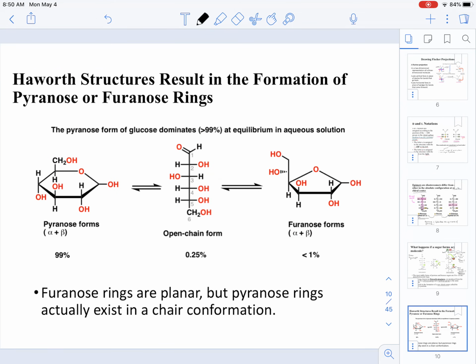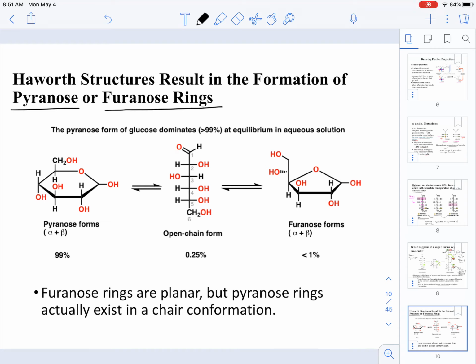In addition, understand that these cyclization processes happen between the alcohol that determines the D and L configuration and the carbonyl that is present in the molecule. And these cyclizations can happen with aldoses, and they can also happen with ketoses. Now, understand that the Haworth structures have the ability to produce two different types of rings. We are going to be able to see pyranose rings versus furanose rings.